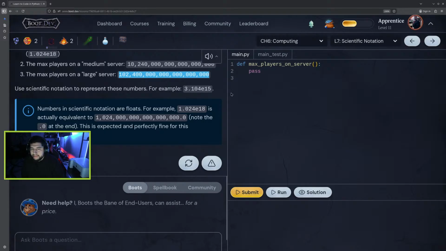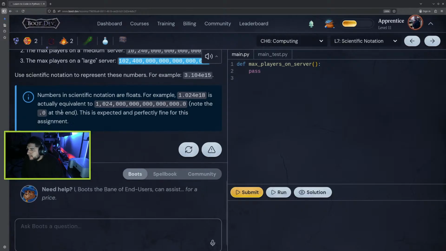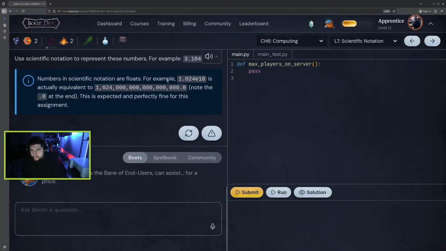Whenever you see the zeros, basically you put E and then just count the zeros, I guess. Numbers in scientific notation are floats. For example, 1.024 e to the 10 to the 18th power, you're multiplying by 10, adding 18 zeros. It's actually equivalent to this. Note the 0.0 at the end. This is expected and perfectly fine for this assignment. Okay.